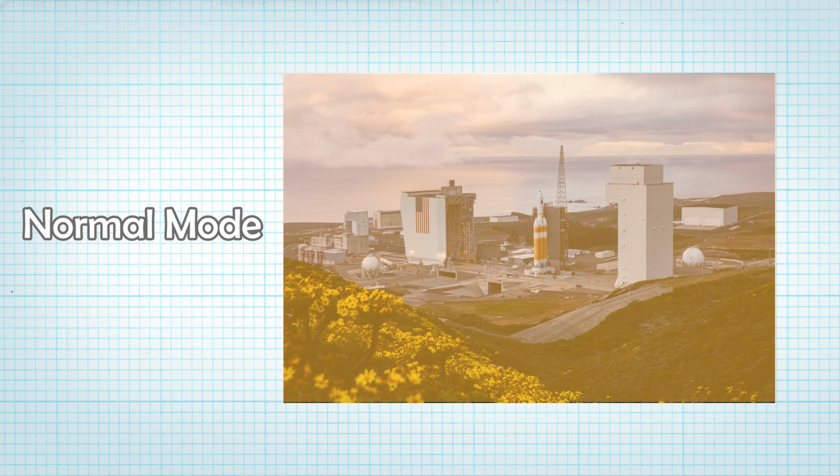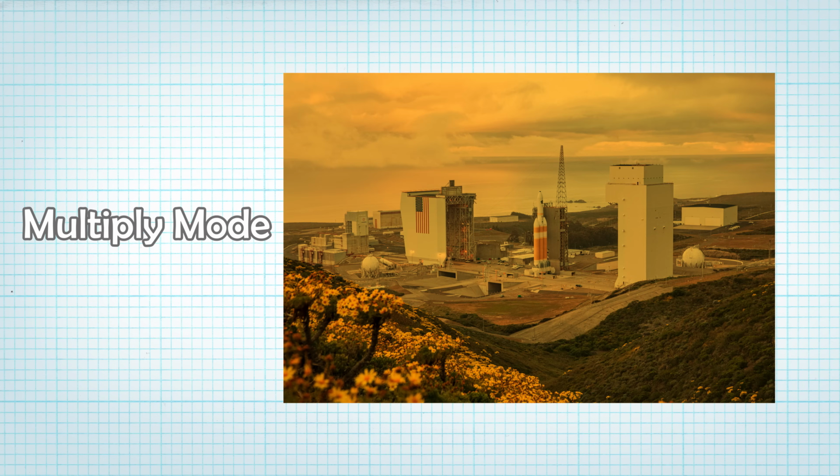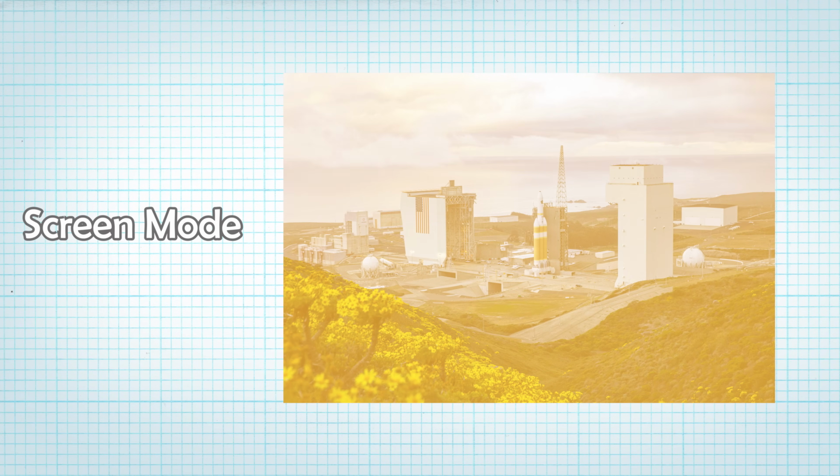So maybe if you want to tint everything yellowy, this will be on normal blending mode. But if you change the blending mode to multiply, instead of blending colors together, it will blend and darken them. Screen will do the opposite and brighten the layers below it. And overlay will do a combination of multiply and screen.